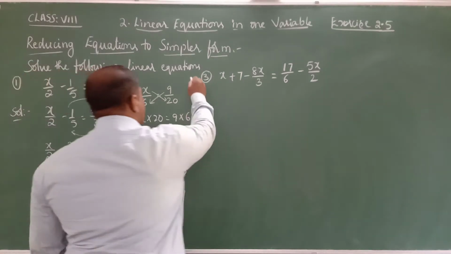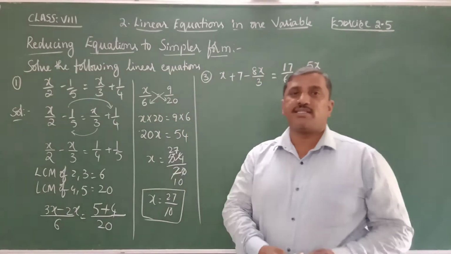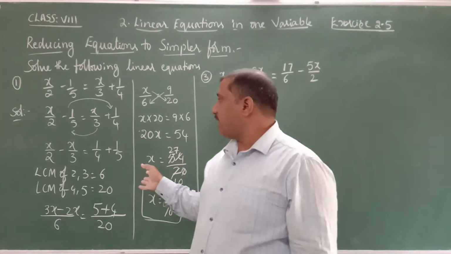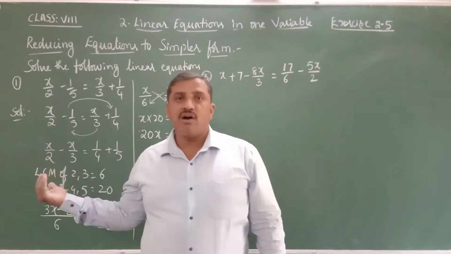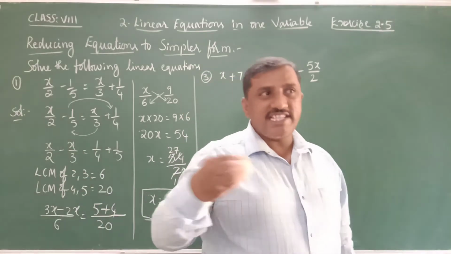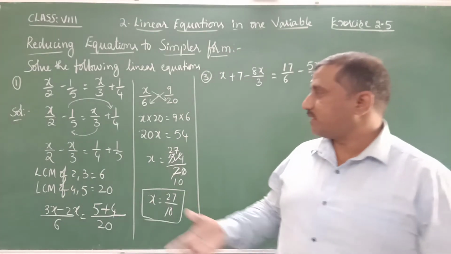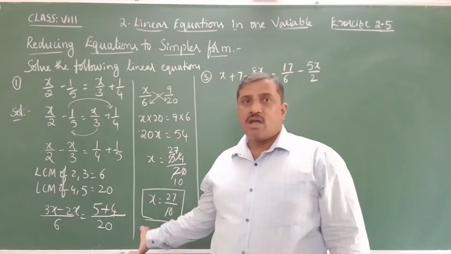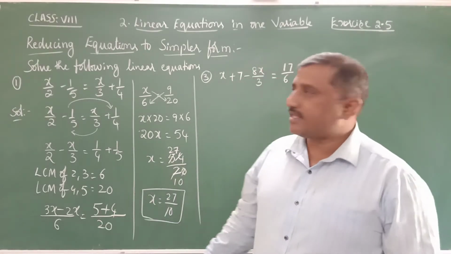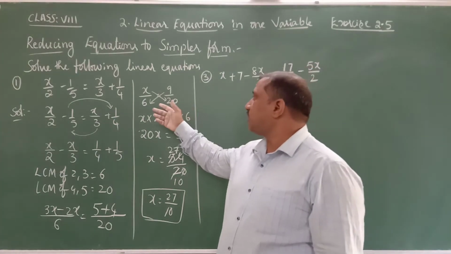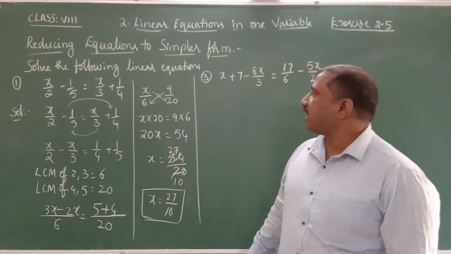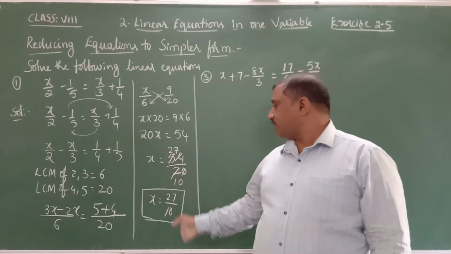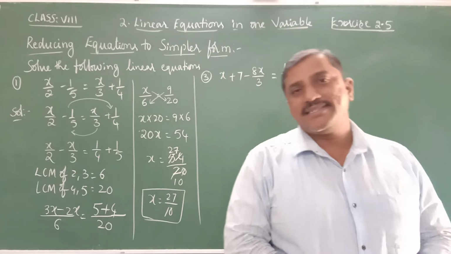So what we did here is, we brought the variables to one side and constants to the other side. After bringing them, we have fractions. We changed those fractions to like fractions by finding the LCM of the denominators, and then we simplified. We got two fractions as x by 6 and 9 by 20. By cross multiplication of these two, we get x is equal to 27 by 10.